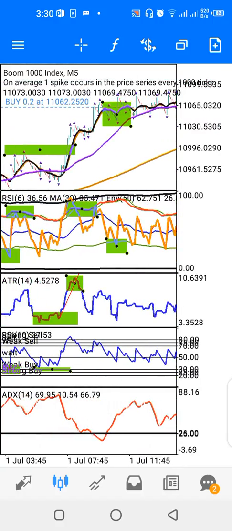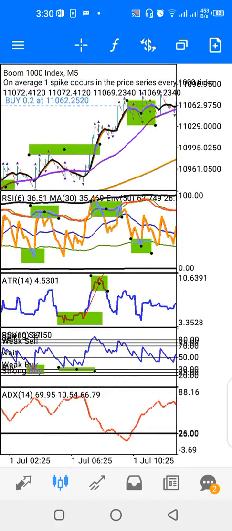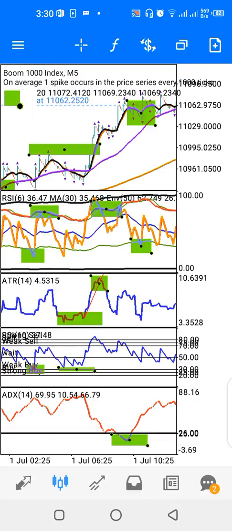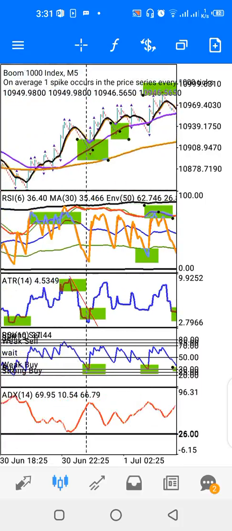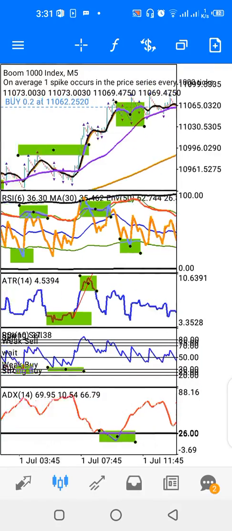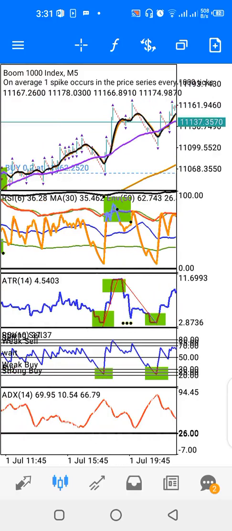Whenever you see it move below, it's just going to be for a brief moment, like what you have around here. It's going to be for a brief moment, then it goes back up. That means you can continue to trade, whether you are buying or selling, whether you are trading boom index or crash index. So that's that for indicator window 4. Let's look at the settings.